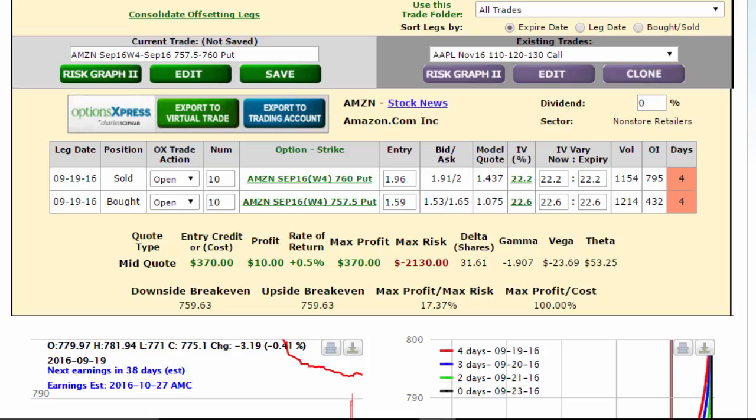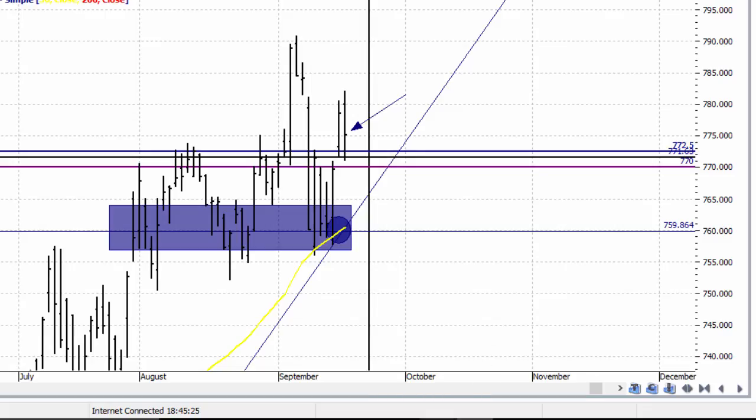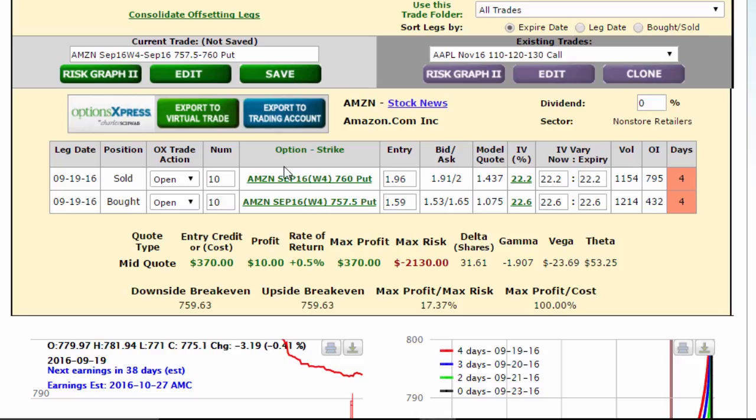So I thought to myself, what if I sold a 760 put? Out of all these three, selling the 760 put is the highest probability trade. It offers less return on investment, only 17.37%. Still pretty good for 4 days, right? But it has a much lower reward because we're receiving a much lower credit. The higher the probability of success, the less credit you receive. That's just how it works.